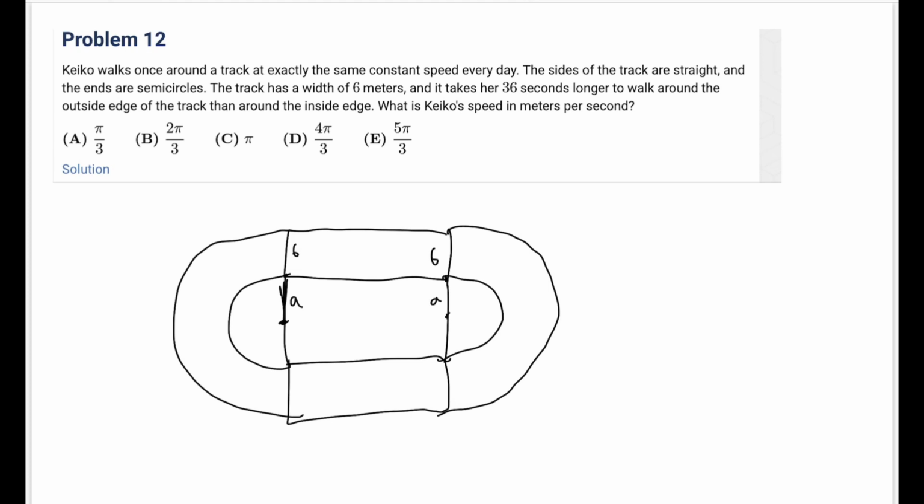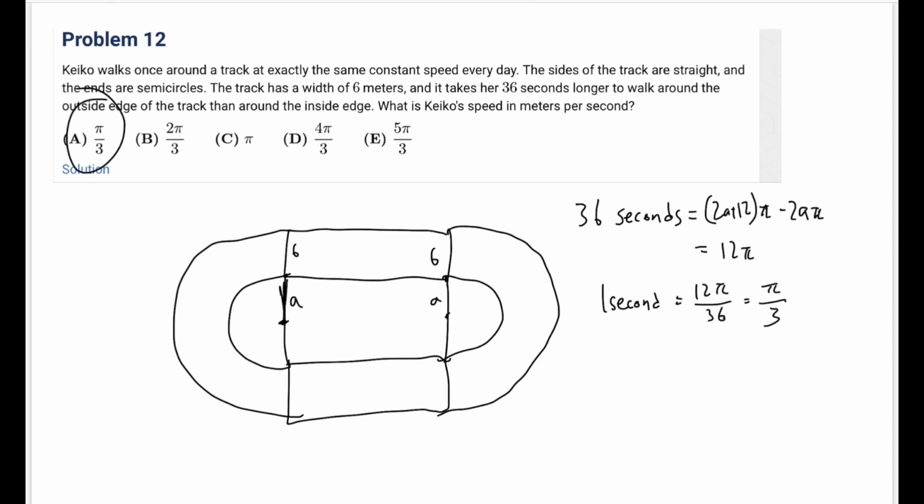And it said that it takes her 36 seconds longer, right? And so, since the time walking on the straight paths would be the same, then the difference would come from these, right? And so the difference would come from the difference in circumference of the two circles, right? Because when they're together, they become a circle. So 36 seconds. This is 2(a plus 6)pi minus 2a pi, right? This is 12 pi, and so 1 second would be 12 pi over 36. This is pi over 3.